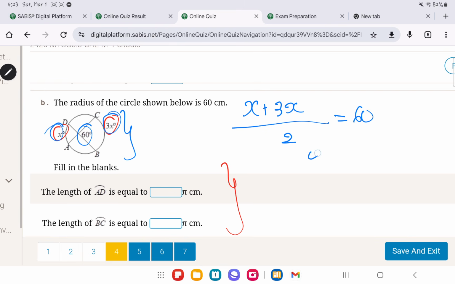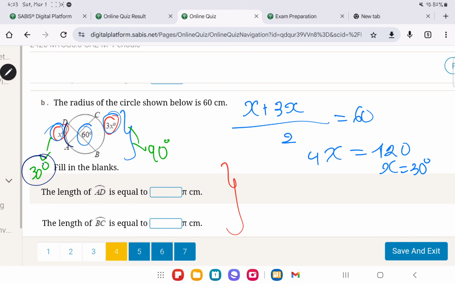So you will solve it more. You will get that x is equal to 120. So then x is equal to 30 degrees. That means over here this is 30 degrees and over here this is 90 degrees. Now they need us to find the length of AD. We know that the arc is 30 degrees, and there is a radius that is 60 centimeters. Do not forget about this, okay?